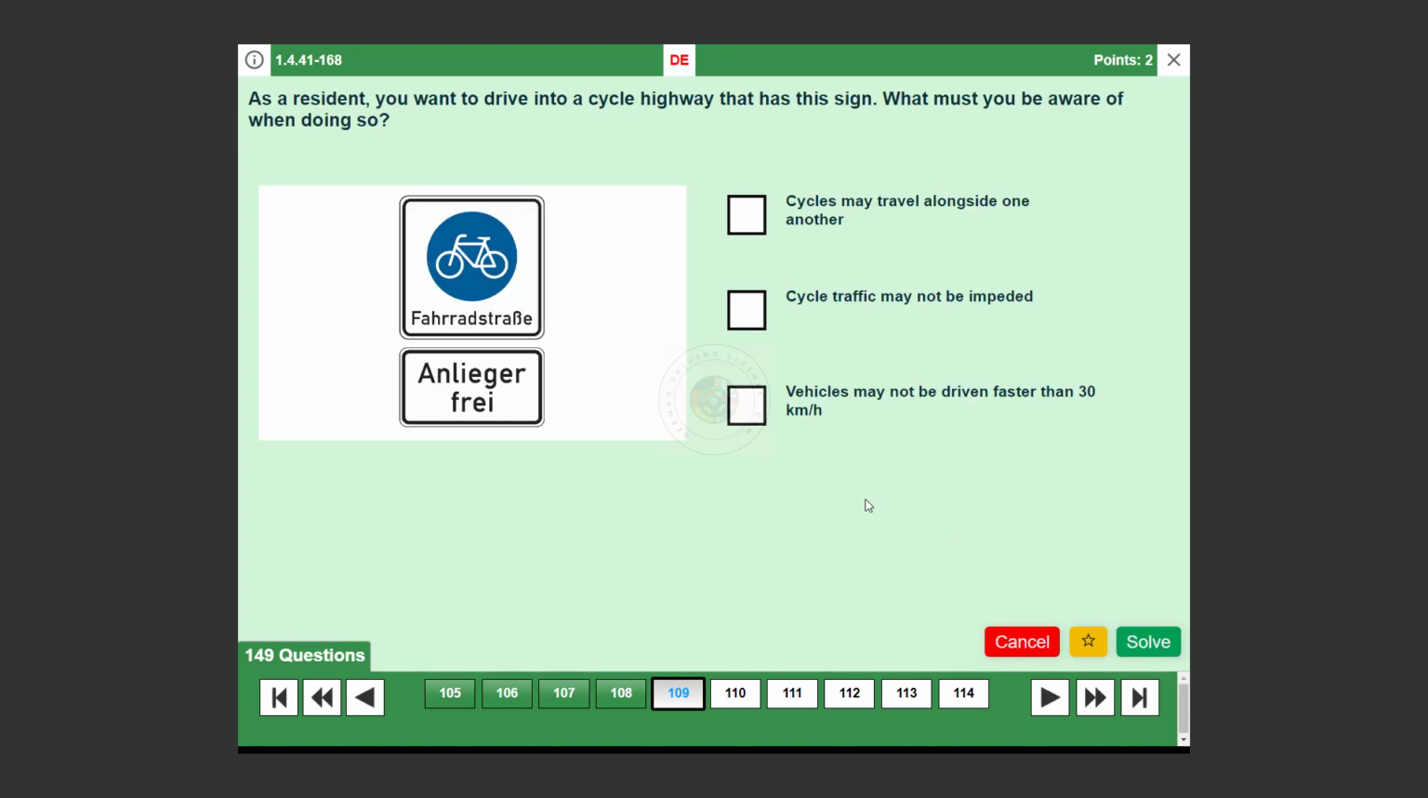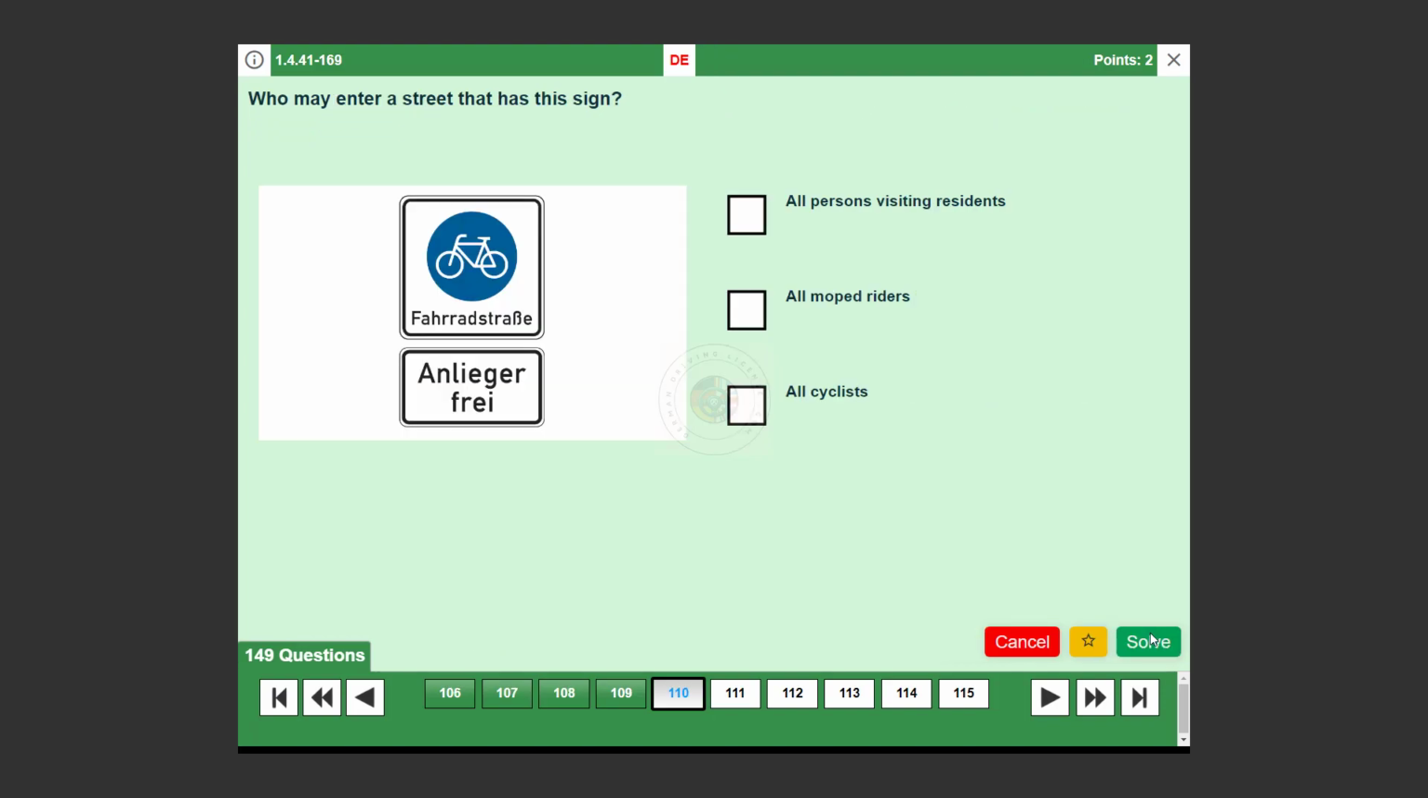Question number 109. As a resident, you want to drive into a cycle highway that has this sign. What must you be aware of when doing so? Cycles may travel alongside one another. True. Cycles have the freedom to ride side by side in this zone. Cycle traffic may not be impeded. True. You must ensure that your driving doesn't hinder cycle traffic. Vehicles may not be driven faster than 30 km per hour. True. A maximum speed limit of 30 km per hour is enforced to ensure the safety of all road users, especially cyclists.